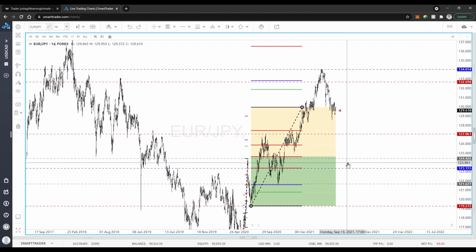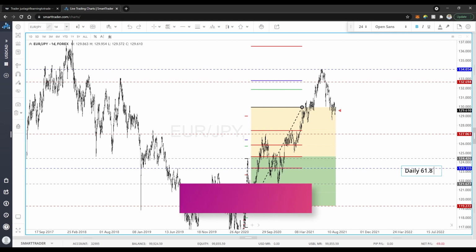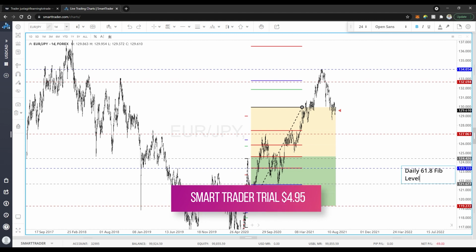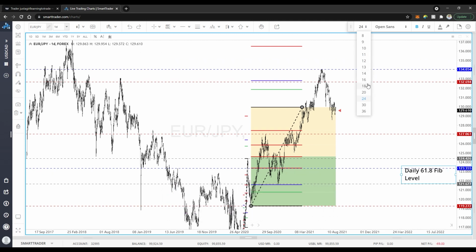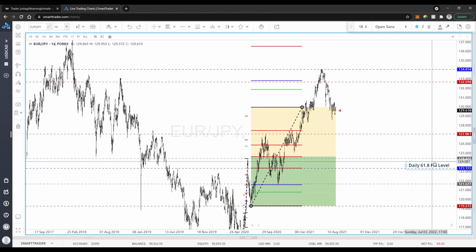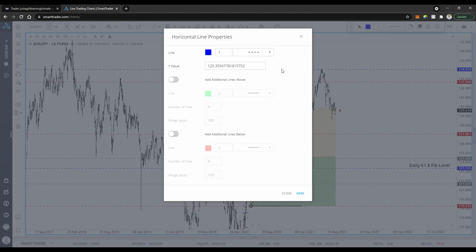All right, so I'm going to mark this, and I'm going to get this tool and put daily 61.8 fib level. I'm going to make this just a tad bit smaller. Actually, I'm going to make that red because the fib level is red. So we'll make that red, and I'm going to make the text red too.